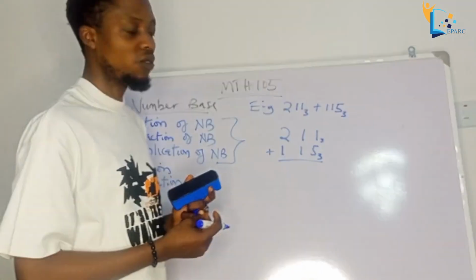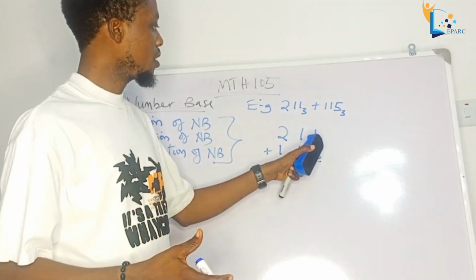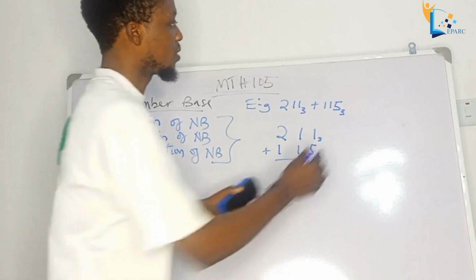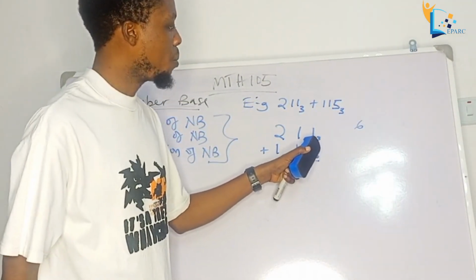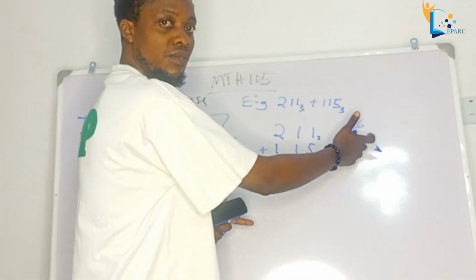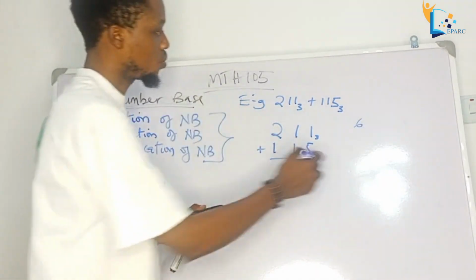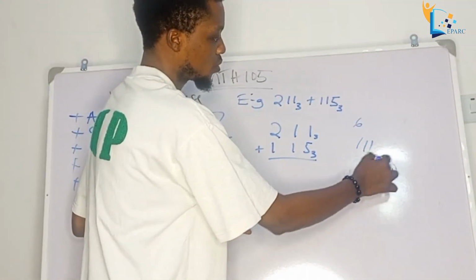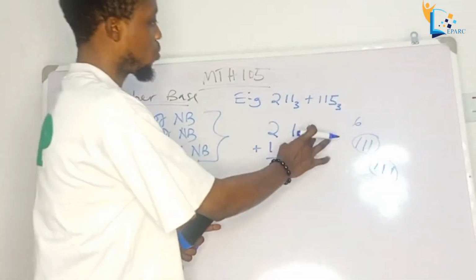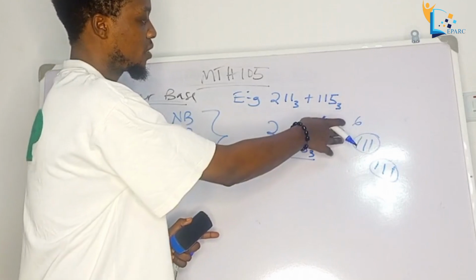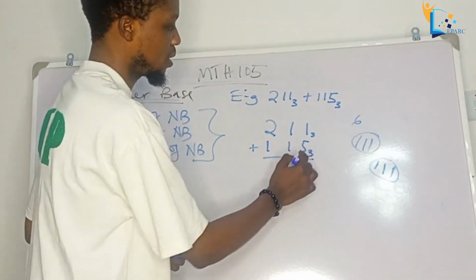Now, this is how you solve. 1 plus 5, that is 6. Now, we are working on base 3. How many 3s can we get in 6? Definitely it's 2. 1, 2, 3. 1, 2, 3. So we have 1, we have 2. This and this gives us 6. So how many 3s can we get in 6? That is 2. The remainder is what? 0. You put down the remainder.